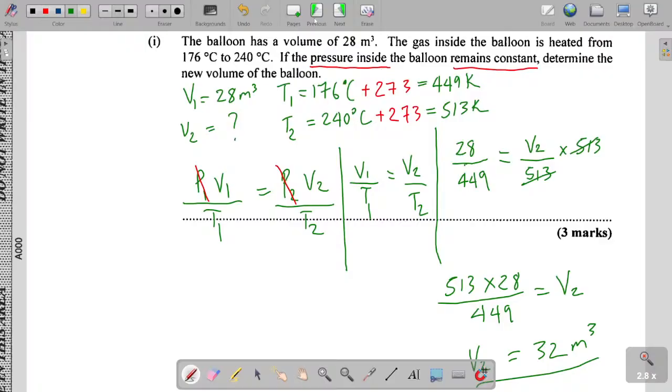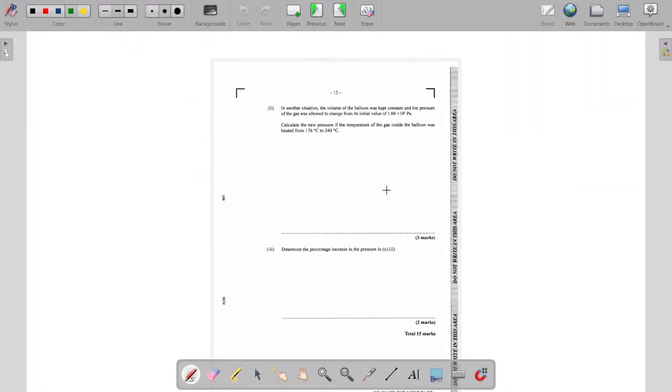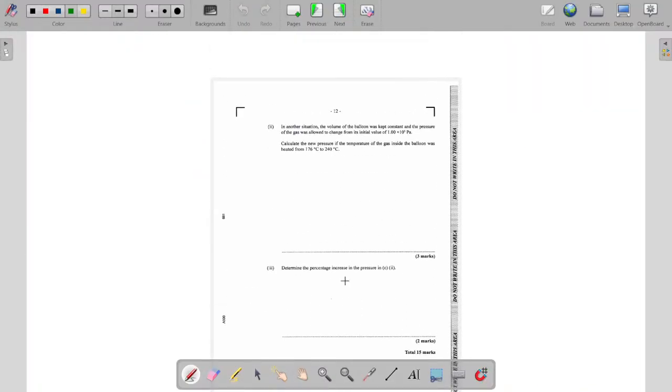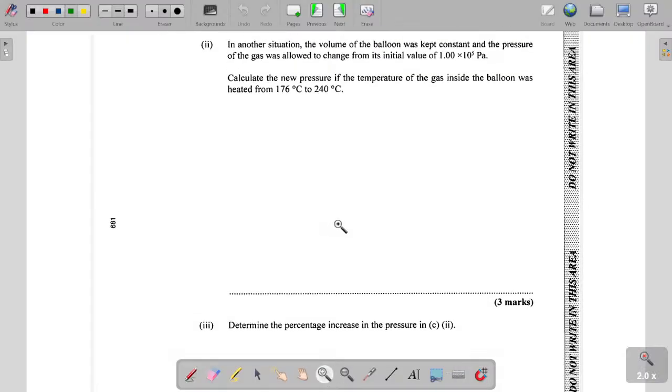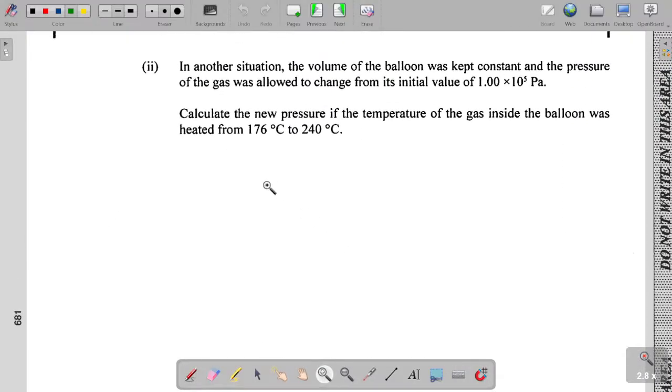Alright, let's see what else we have here. So this is the last part of the question. It's another situation. It says, in another situation, the volume of the balloon was kept constant and the pressure of the gas was allowed to change from its initial value of 1 times 10 to the 5th Pascal. And now we're asked to calculate the new pressure if the temperature of the gas increases.